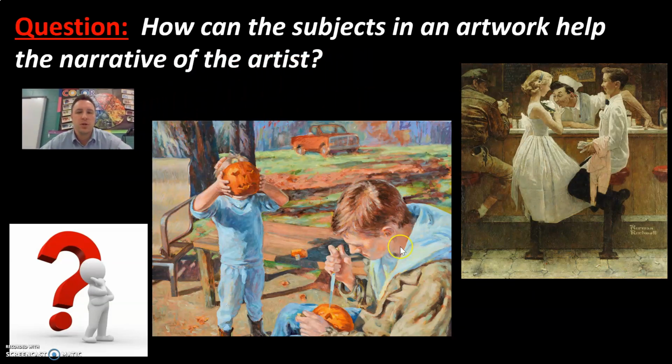So this is a really important question to think about as we move forward. We want to think about how the subjects in artwork can help the narrative of the artist. So to help answer this question, the subjects, they represent the people, the time, the place, the subjects can help show the actual emotion. They really help to kind of create that story.